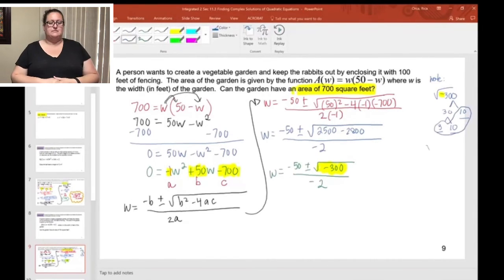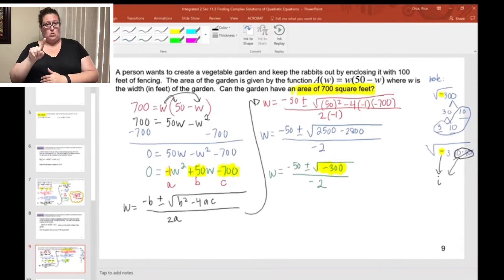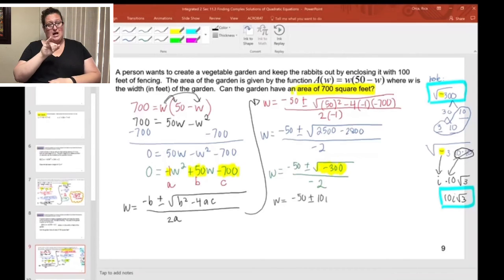Now let's put everything under the same radical. We have the negative, 3 times 10 times 10. Once again, the negative turns into i, and 10 times 10 would be our pair. 10 times 10 is 100, the square root of 100 is 10. And what's left under the radical is that 3. So the square root of negative 300 is 10i radical 3. Let's go back to our problem. w equals negative 50 plus or minus 10i radical 3 over negative 2.